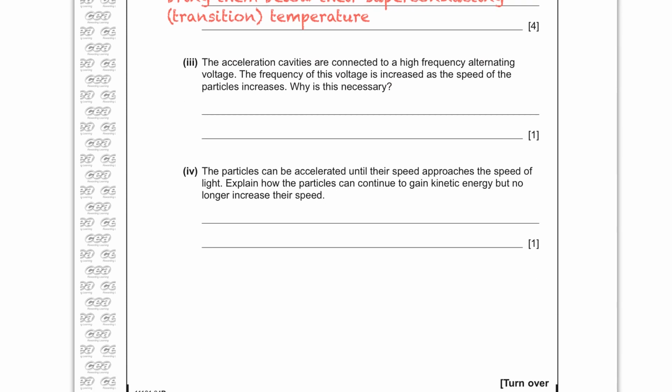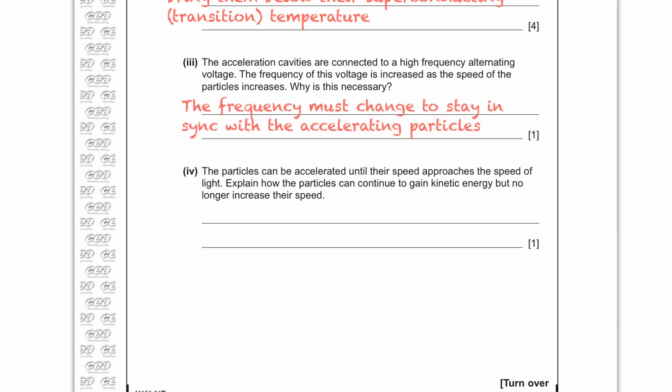Part 3. The acceleration cavities are connected to a high-frequency alternating voltage. The frequency of this voltage is increased as the speed of the particles increases. Why is this necessary? So you're explaining there that it must stay in synchronization with the accelerating particles, otherwise they won't keep accelerating.